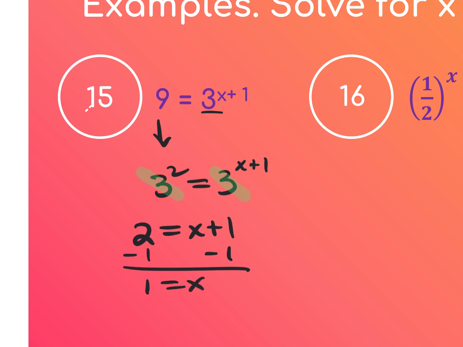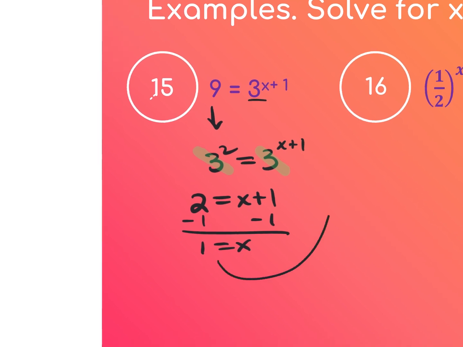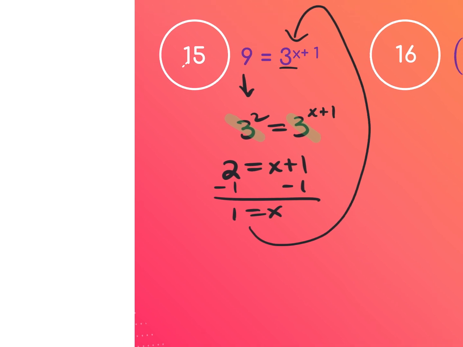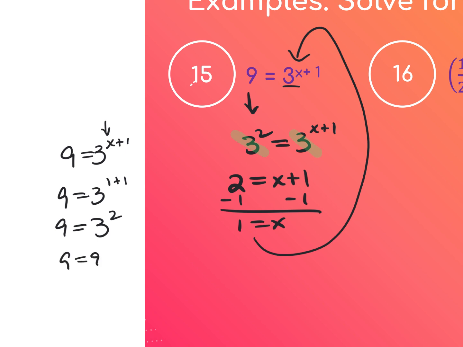1 equals x. And now if you want to make sure that you've done it right, you can take what x equals and plug it back in. So if I take my original equation, 9 is equal to 3 to the x plus 1 power. If I plug in a 1 here for x, 1 plus 1, this becomes 3 squared, and 3 squared equals 9, so I did get the correct answer.